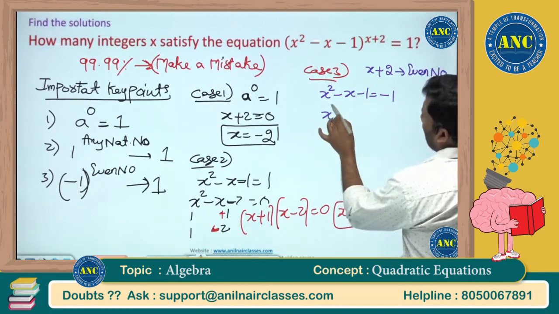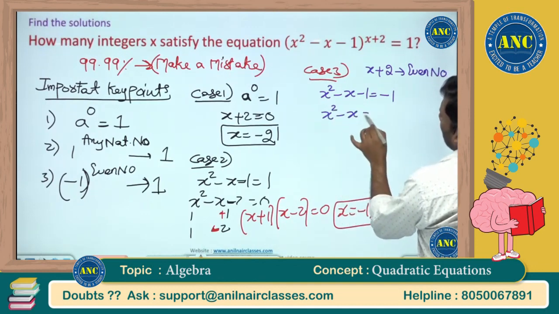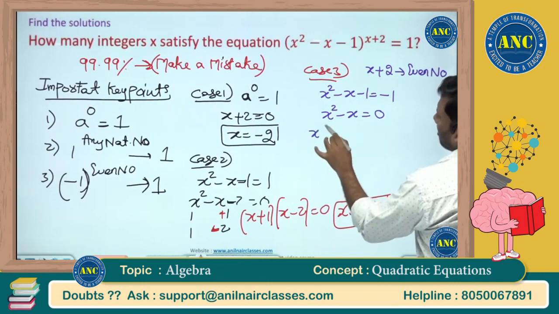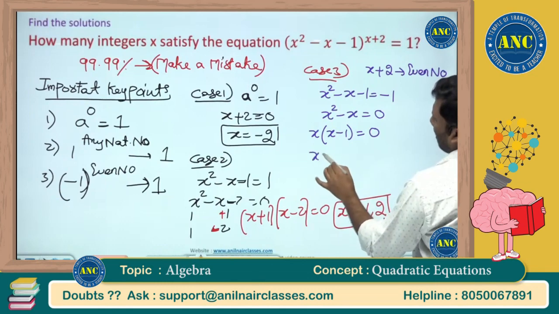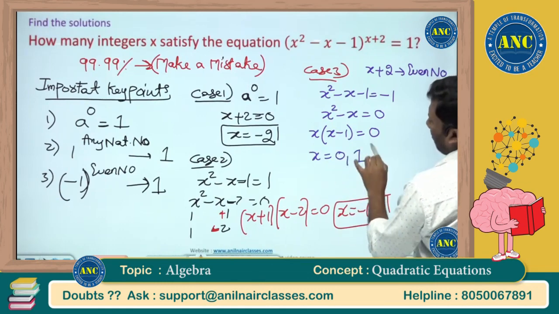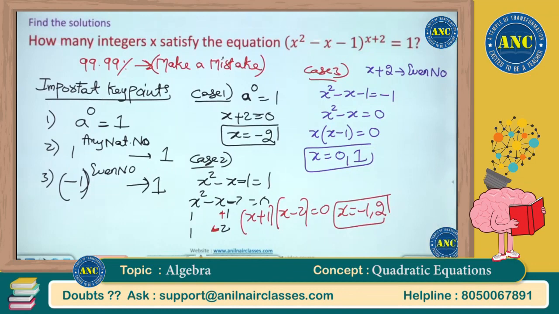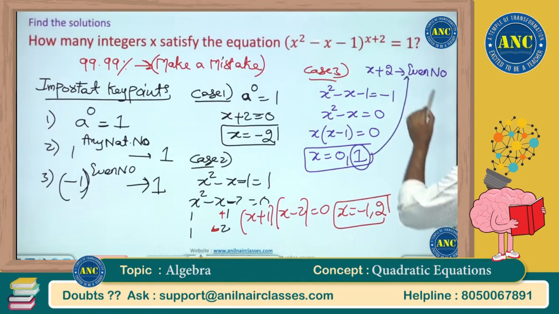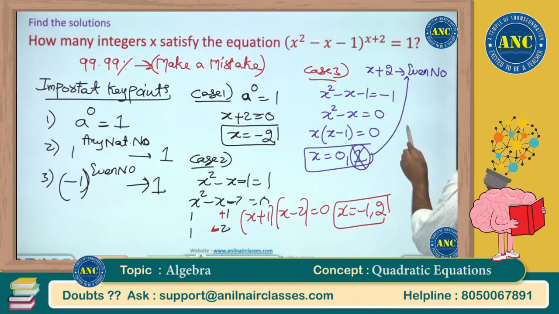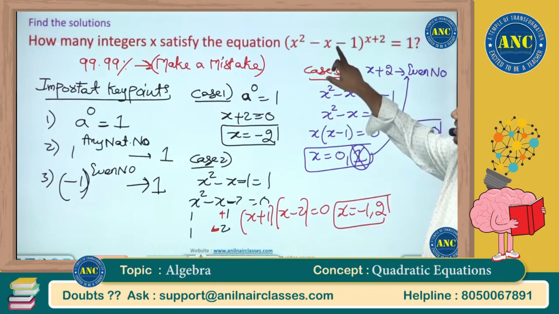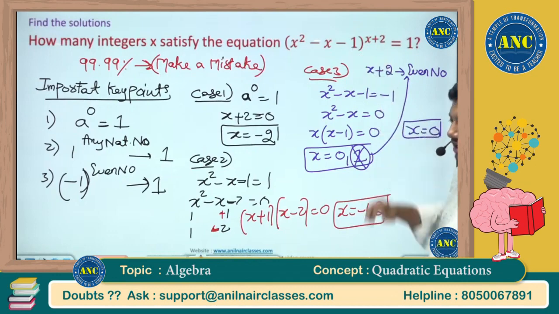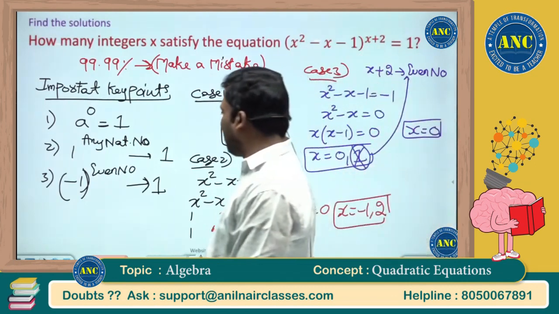So x² − x is equivalent to 0, so x(x − 1) is equivalent to 0. So x is equivalent to 0 comma 1. If I substitute 1, 1 plus 2 is 3, and 3 is not an even number. For 0, 0 plus 2 is even, so x can be 0. Check: 0 minus 0 is 0, 0 minus 1 is minus 1, and minus 1 power even is plus 1.